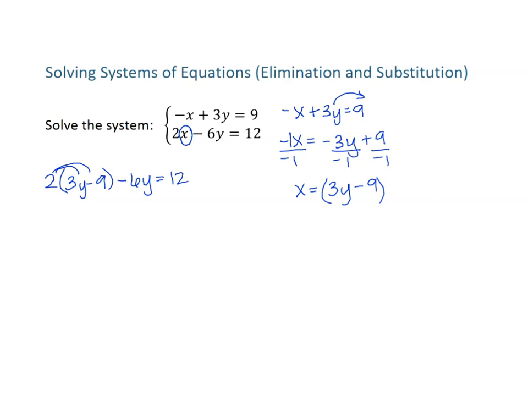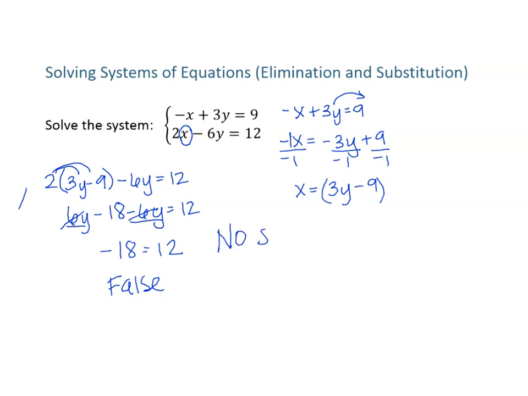Distribute. Combine like terms. Positive 6y and a negative 6y will cancel, and I get -18 equals 12. Well, we know that -18 does not equal 12. So our original statement of -18 equals 12 is false. If you get a false statement, that means that there's no solution.